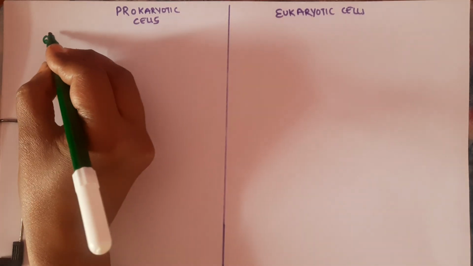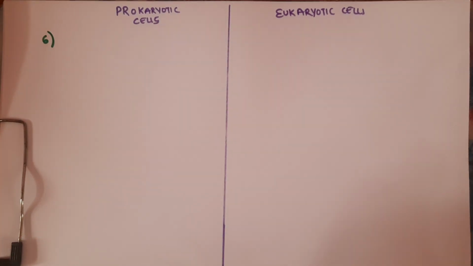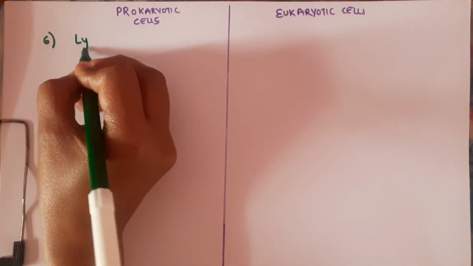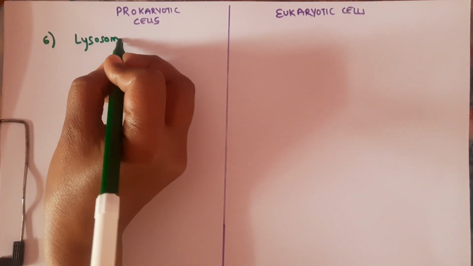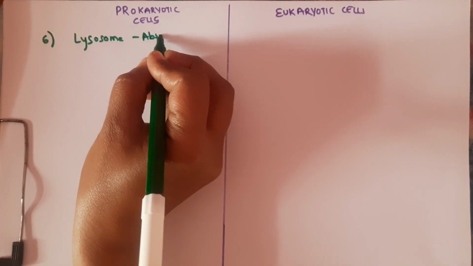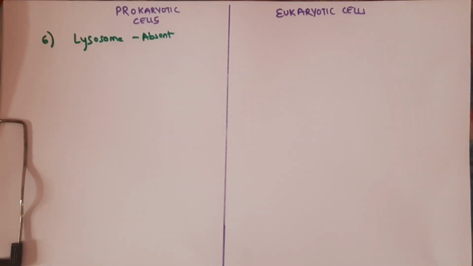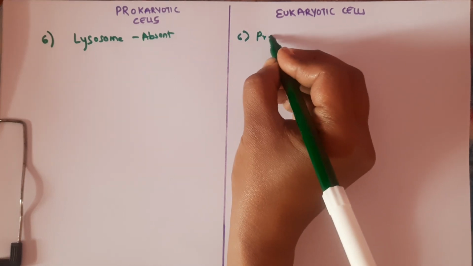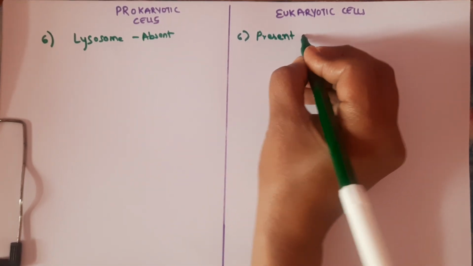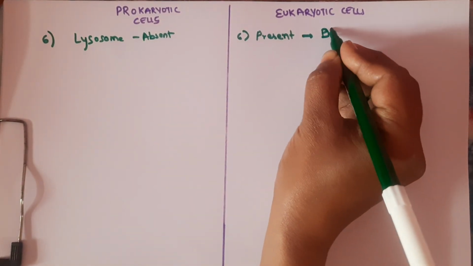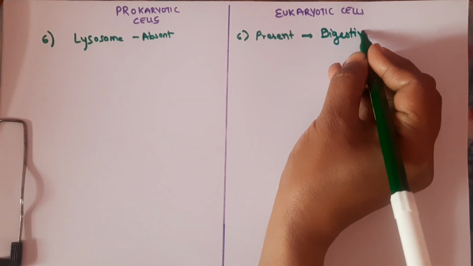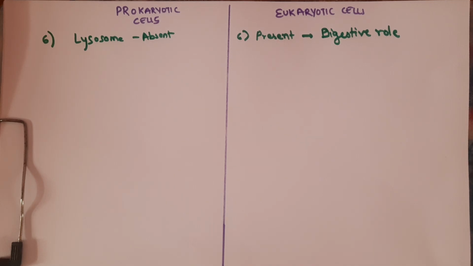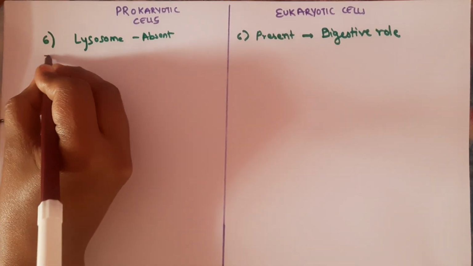The sixth difference between the prokaryotic cell and the eukaryotic cell is the presence and absence of the lysosome. Lysosomes are absent in the case of the prokaryotic cells, whereas in the eukaryotic cell the lysosomes are present and they play a digestive role.